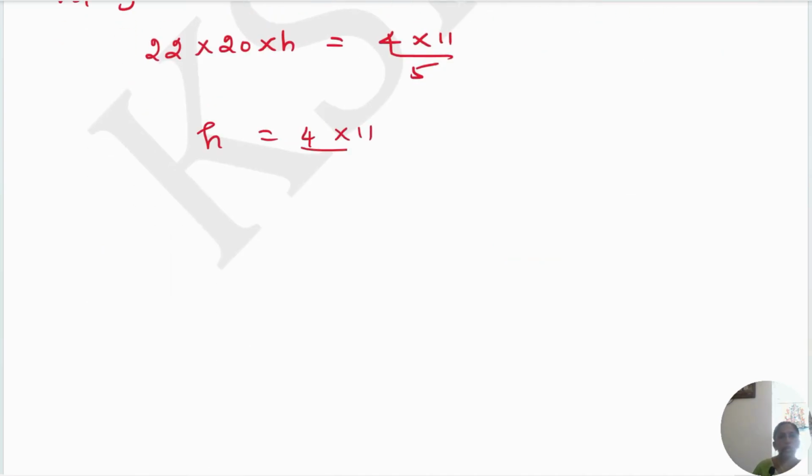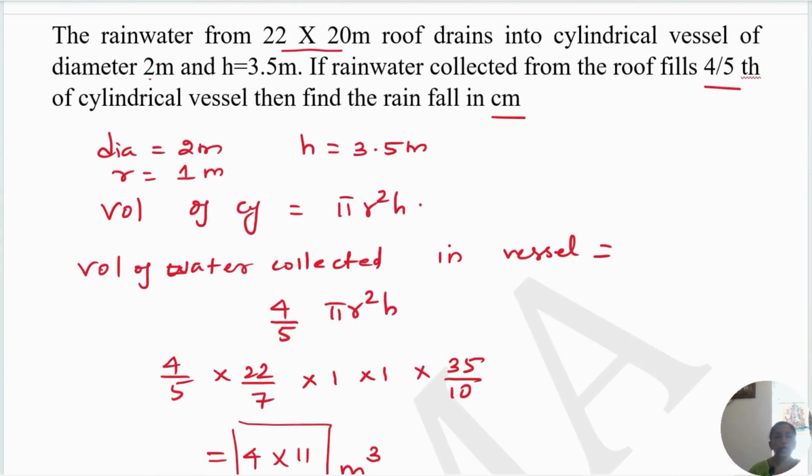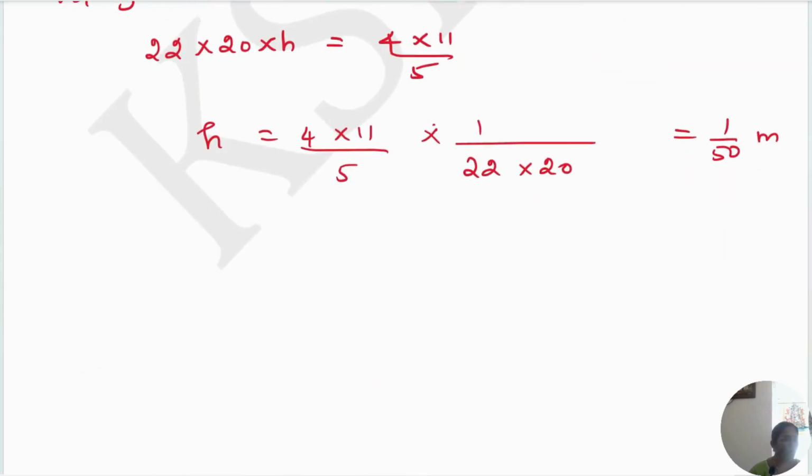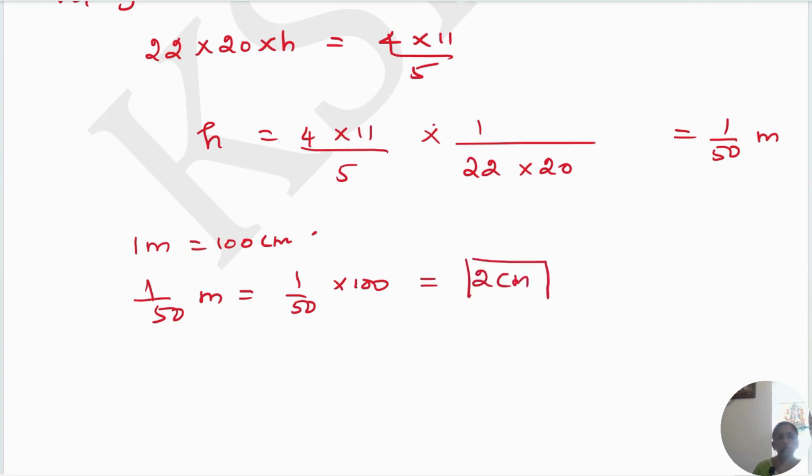So 4 times 11 by 5 into 1 divided by 22 into 20. So this is 1 by 50. All the data is in meter. But we need our answer in centimeter. So please remember, you know 1 meter is equal to 100 centimeter and 1 by 50 meter is equal to 1 by 50 times 100. So that is equal to 2 centimeter. So this is our answer.